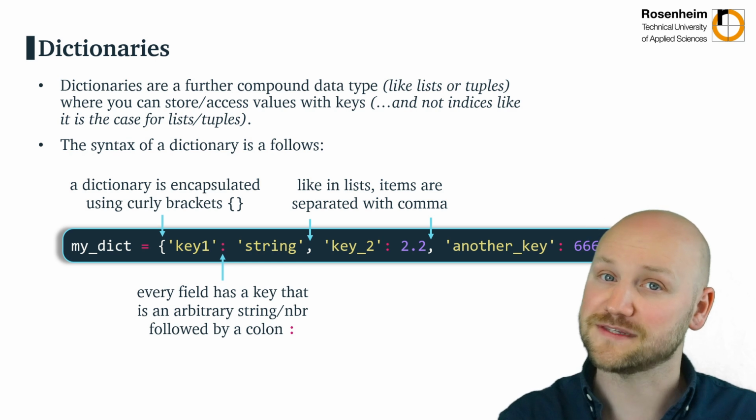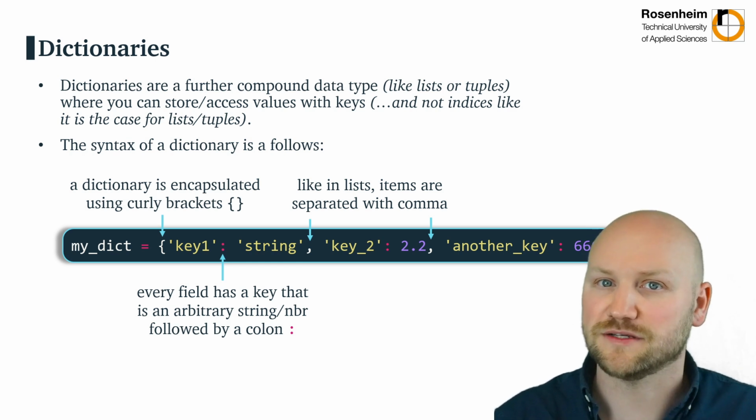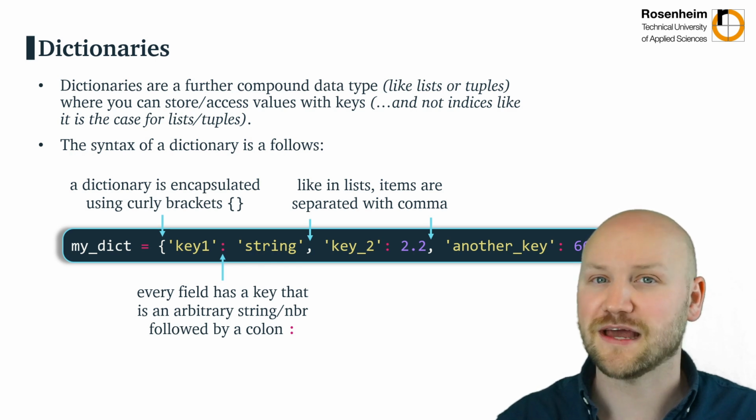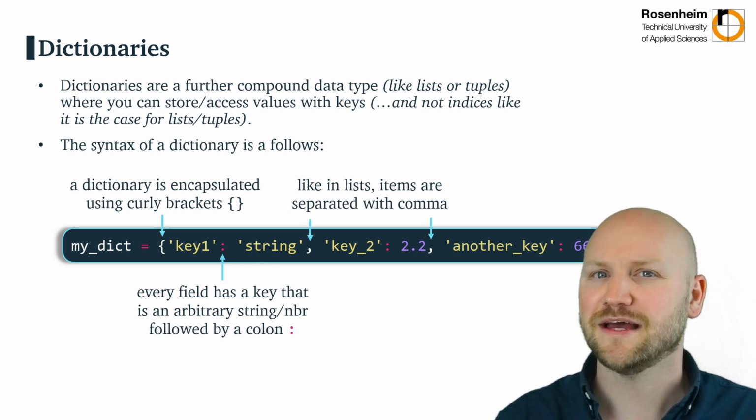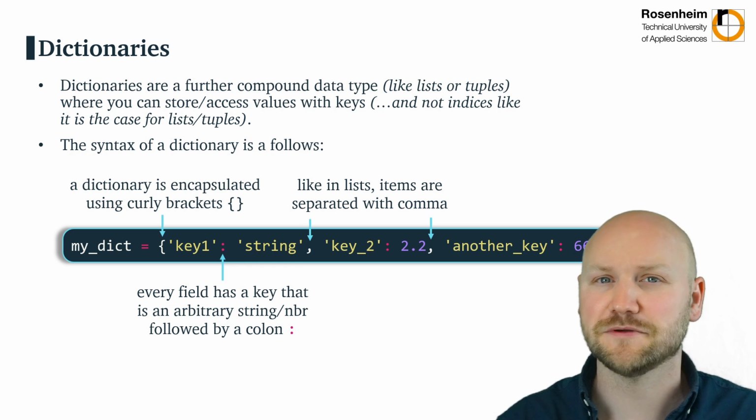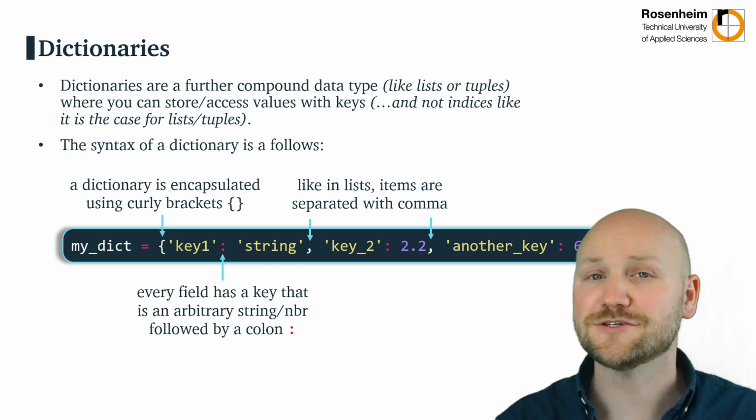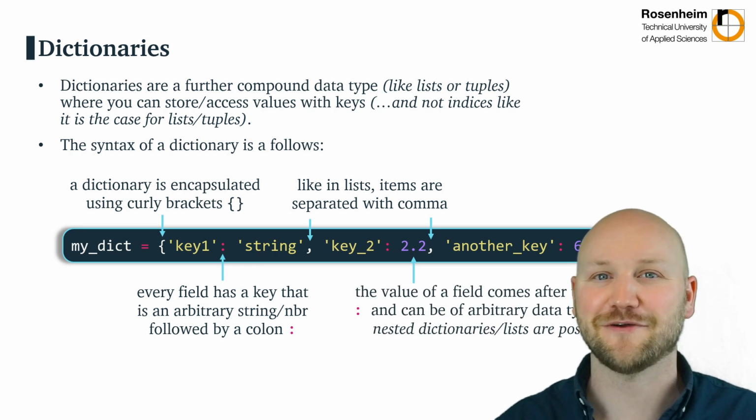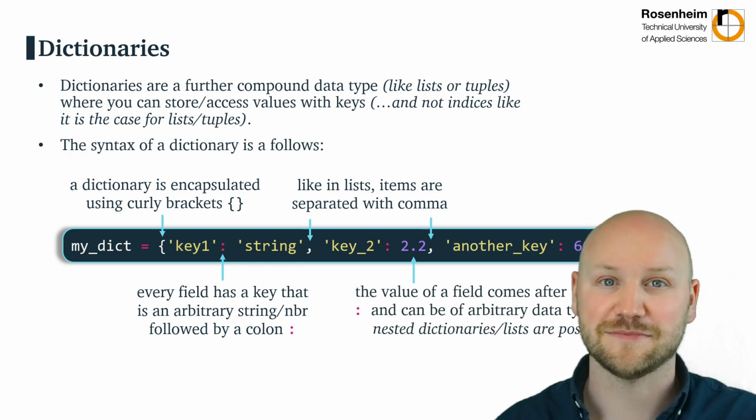The keys are very often strings, because this is what you are used to semantically describe something. And the values can be arbitrary data type. It can be a floating point number, it can be integer, but also another string. So this is also arbitrary, and you can of course also mix up different data types in the same variable, in the same dictionary.